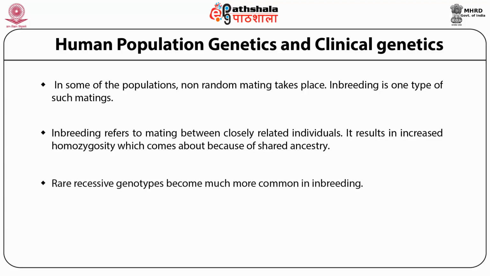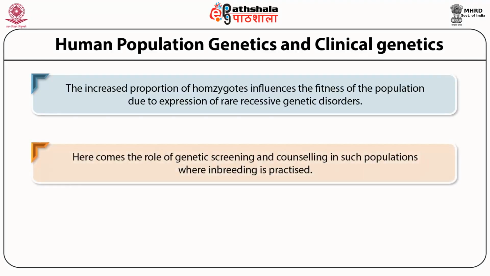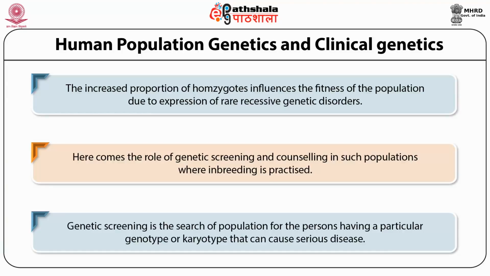Rare recessive genotypes become much more common in inbreeding. This increased proportion of homozygotes influences the fitness of the population due to expression of rare recessive genetic disorders. Here comes the role of genetic screening and counseling in such populations where inbreeding is practiced. Genetic screening is a search of a population for the purpose of finding a particular genotype or karyotype that can cause serious diseases.